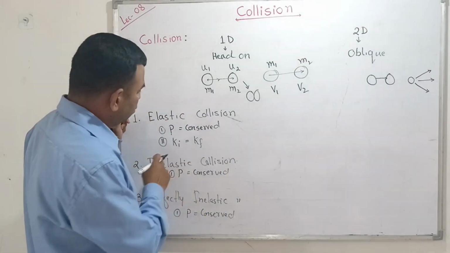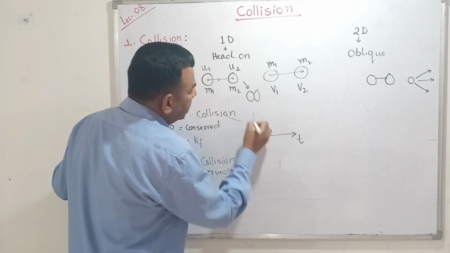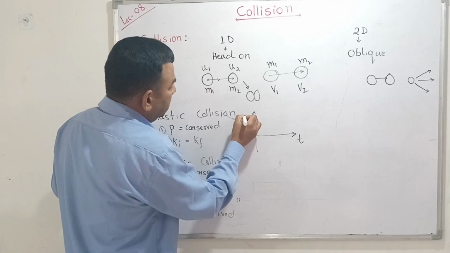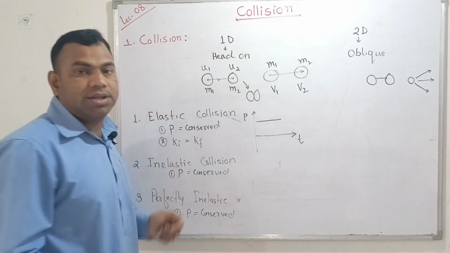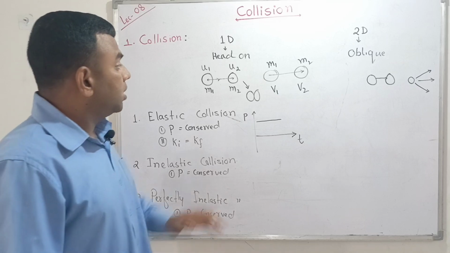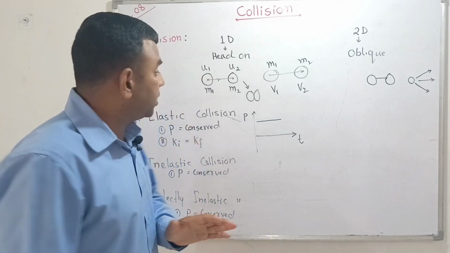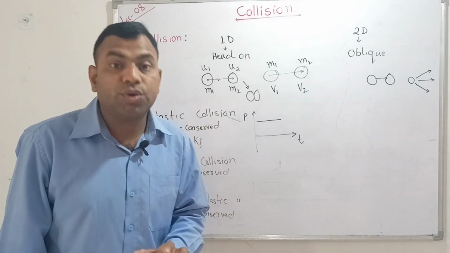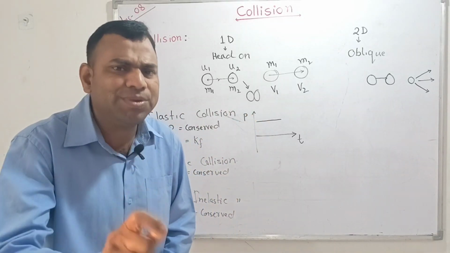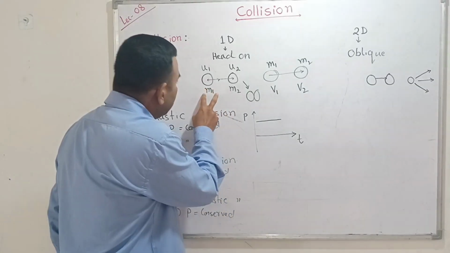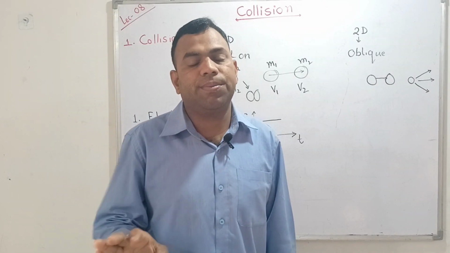If I want to show it in a graph, suppose this is the energy, this is the time, and this is the P. The momentum P is constant throughout the journey; it doesn't change. Whatever I am saying about kinetic energy and momentum is about the system. It doesn't mean that the individual momentum and individual kinetic energy are not conserved.